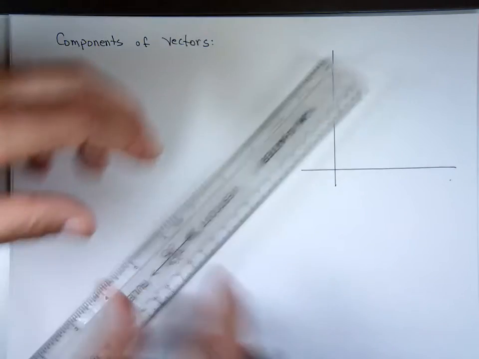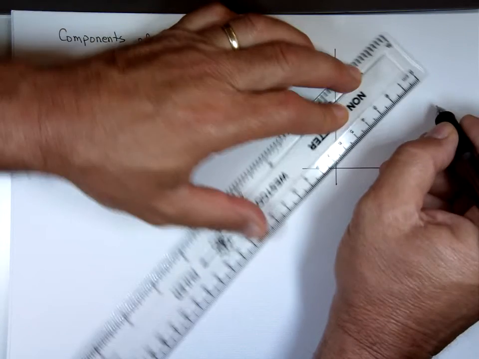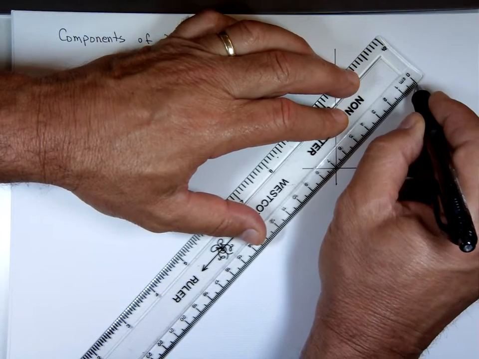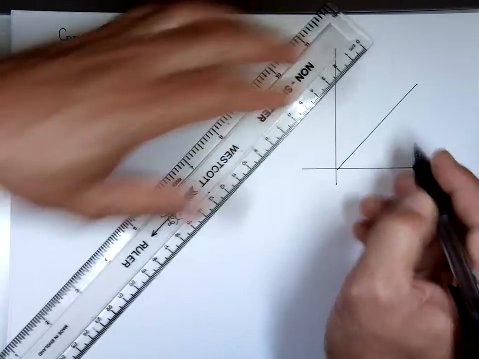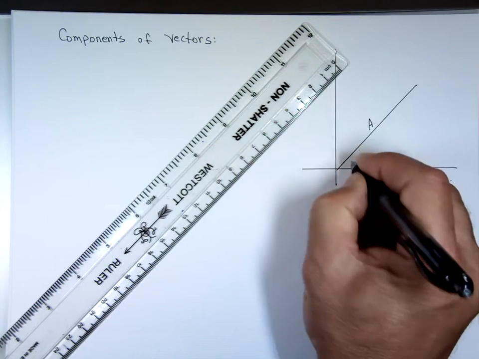Let's say we have this vector. Don't worry about the value of it or the direction of it. It's not a big deal here. Don't worry about the length of it. We'll call it vector A. And this has an angle theta.